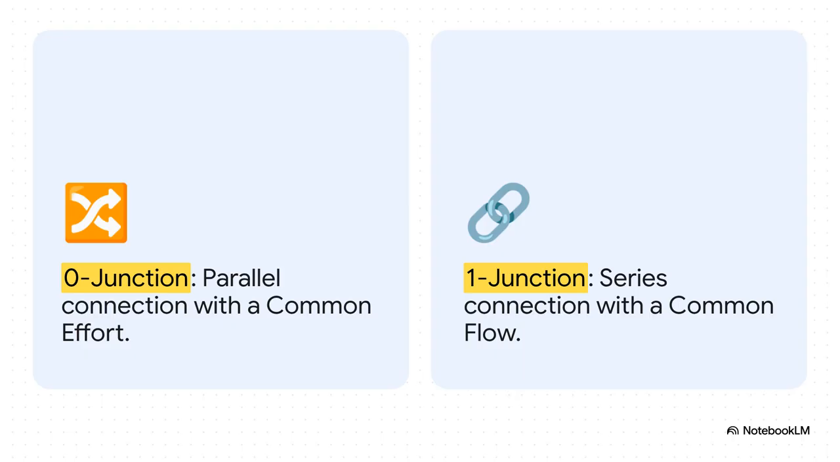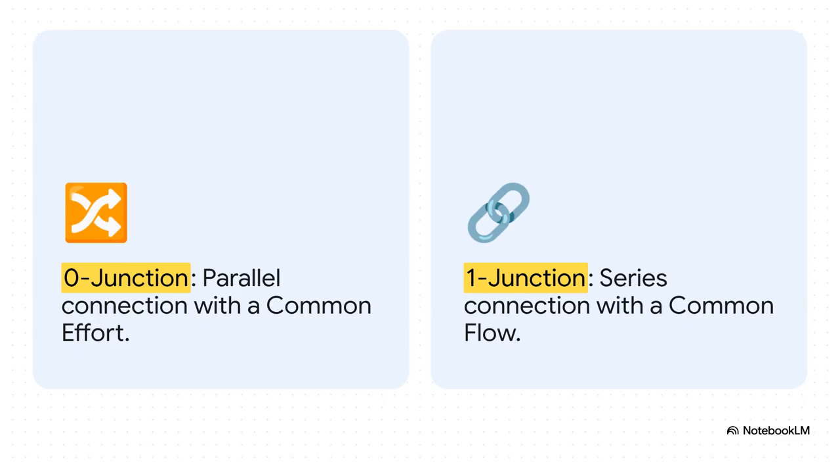On the one side, the zero junction: parallel, common effort. On the other, the one junction: series, common flow. Toggling between these two junctions allows engineers to map out almost any multi-domain physical system you can imagine. It is a beautifully simplified method.